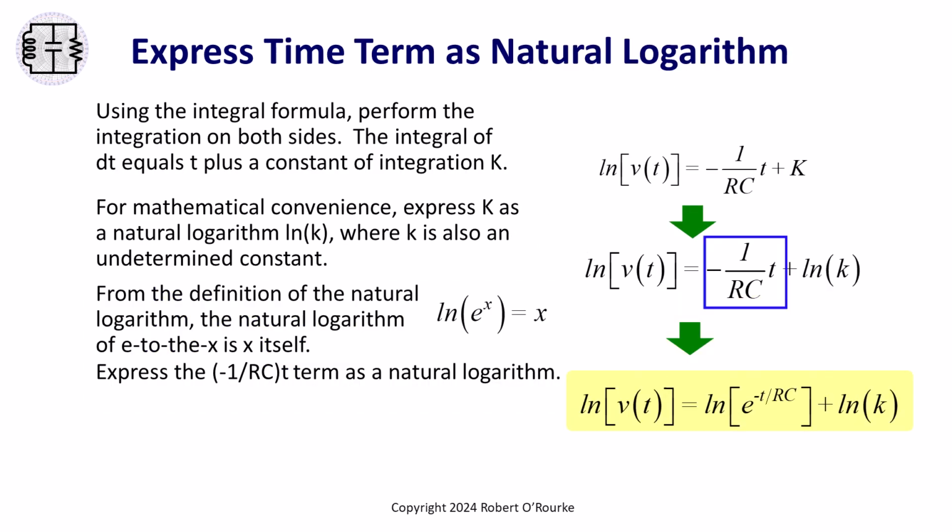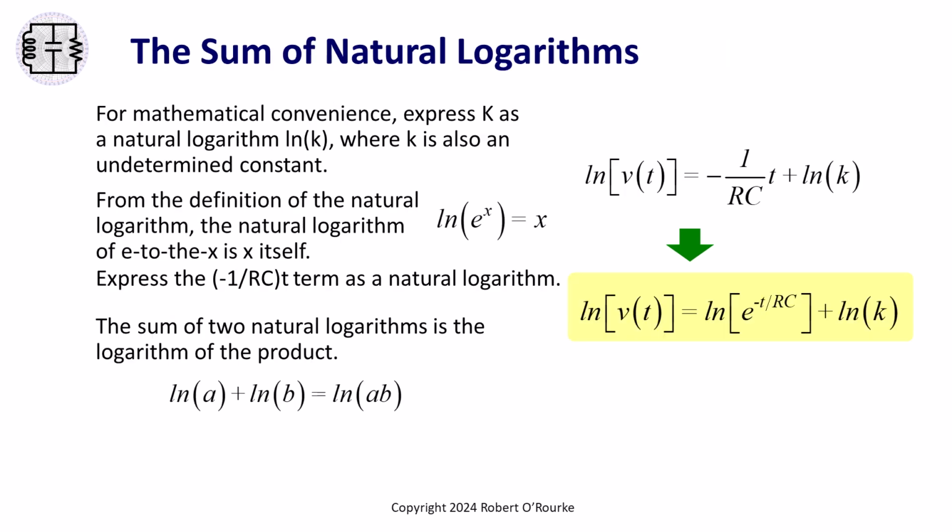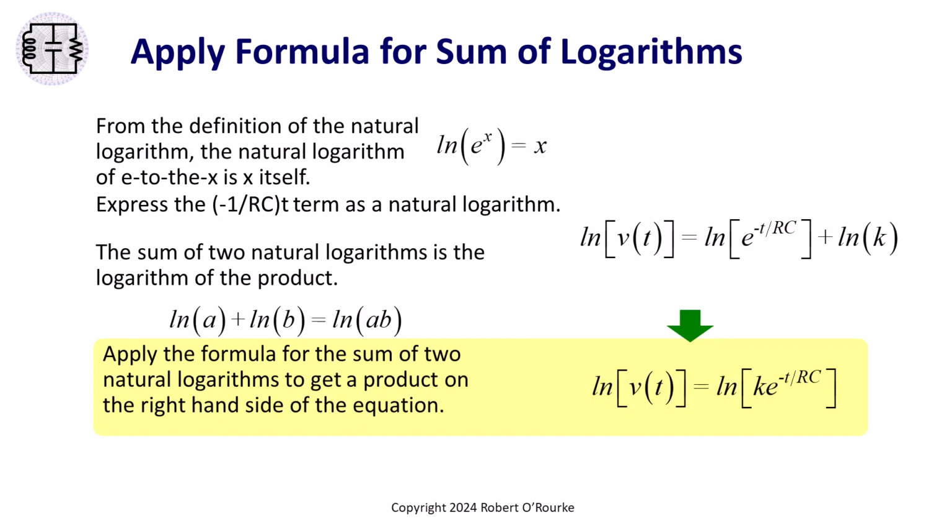Next, recast the minus t over RC term as a natural logarithm. By definition, the natural log of e to the x is x itself. Therefore, we both exponentiate our minus t over RC term, and then we take the natural logarithm of that term. With all the terms in the equation now expressed as natural logarithm terms, we can combine the terms on the right-hand side by applying the formula for the sum of two logarithms. The sum of logarithms on the right-hand side becomes the logarithm of the product of k and the exponential term.